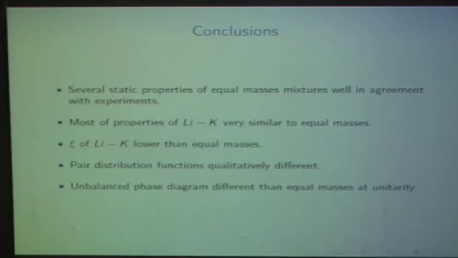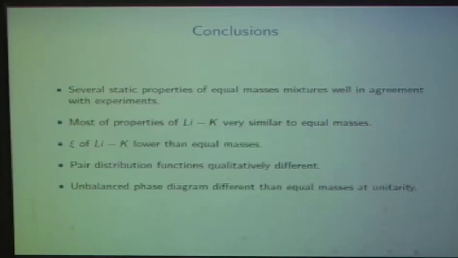So here are the conclusions. I showed that several static properties of equal masses mixtures are well in agreement with available experiments. So we potentially hope that the accuracy in the equal masses case is as good in the other case. Most of the properties of the lithium-potassium unbalanced system are very similar to the equal masses case. But nevertheless, the psi is appreciably different. And also the pair distribution functions between same heavy and light particles are qualitatively different.